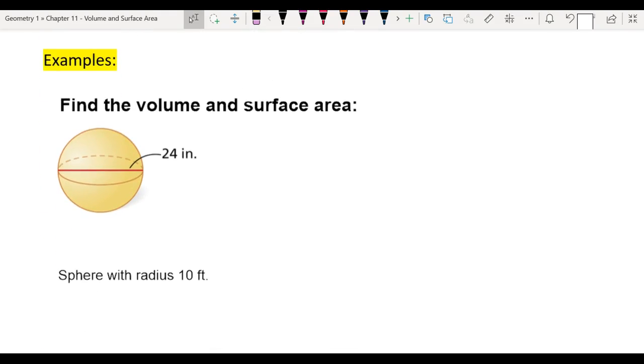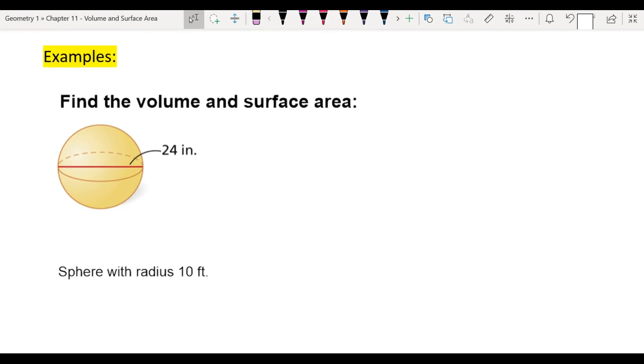Okay? So your first few problems, problems 1 through 3, say find the volume and surface area. The first thing you need to do is determine your radius. What is my radius of this sphere? My radius would be 12. So from here to here would be 12. Then you would plug it into your volume formula. Volume equals 4/3 pi times 12 to the 3rd power.